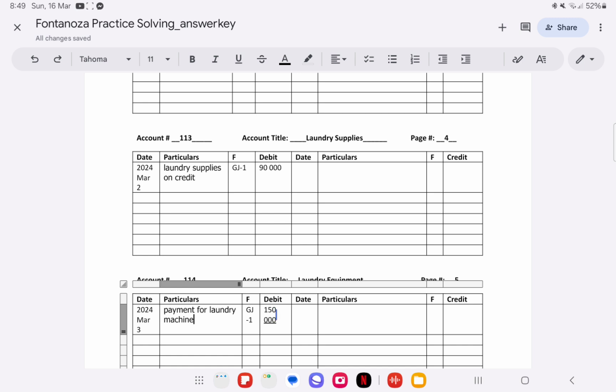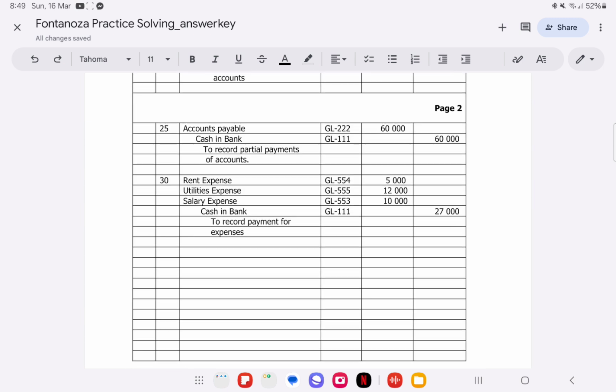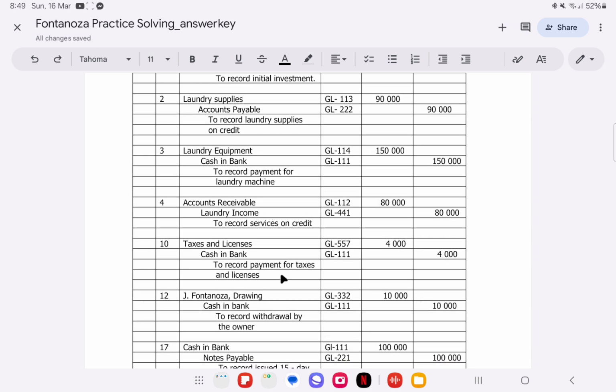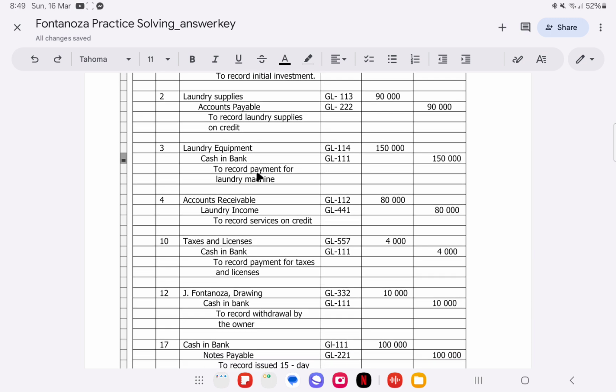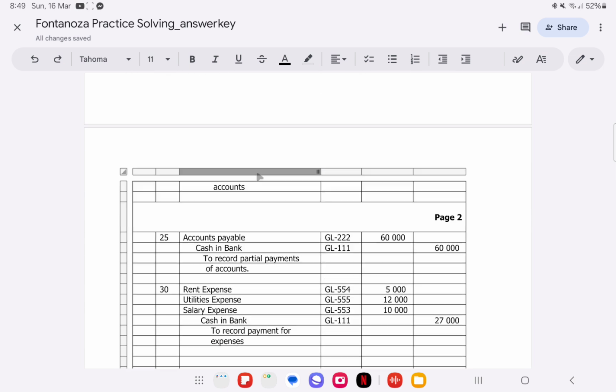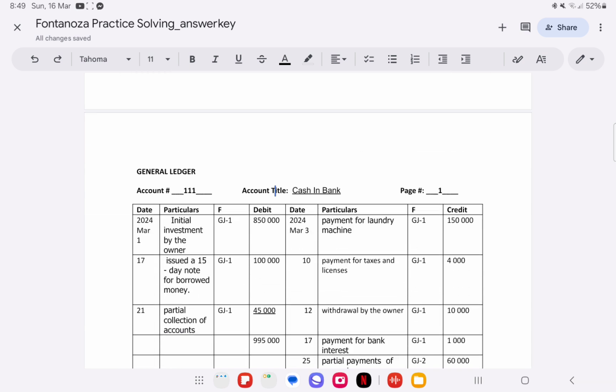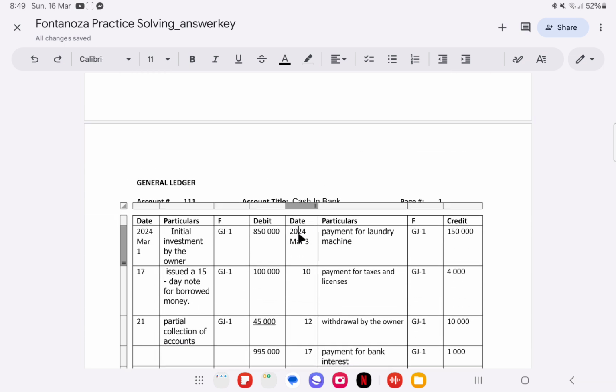150,000. Okay, so what's your value parted with? Okay, cash. Since your credit is cash in bank, go to the cash in bank. So record 2024 credit, right? 2024 March 3, payment for laundry machine, GJ1, 150,000.